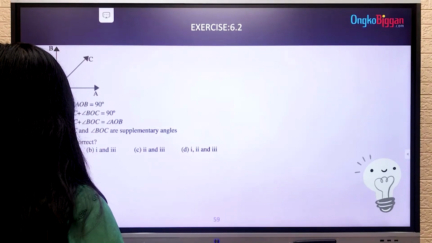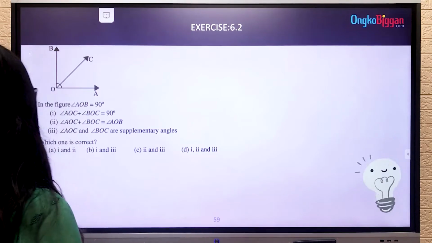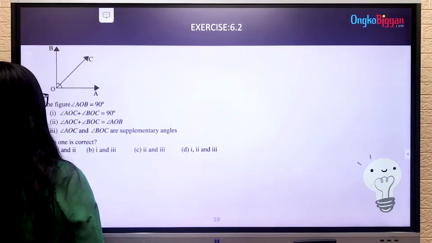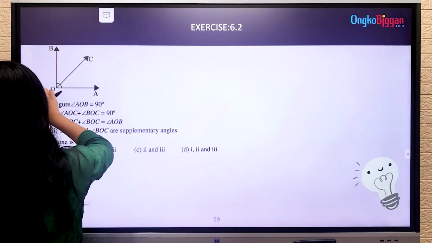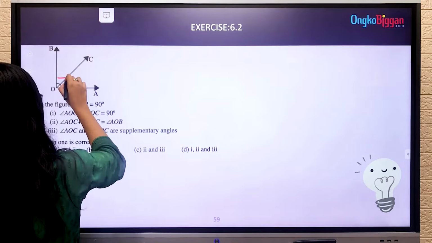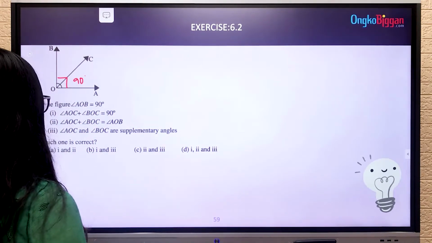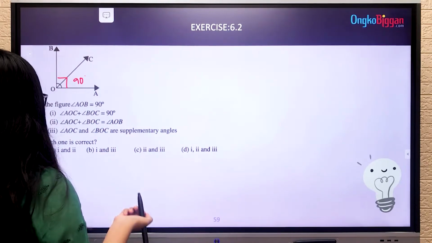So now we have some actual MCQ problems. Firstly, in the figure, AOB equals 90 degrees. AOC, okay. So we are given that in the figure, this AOB value is 90 degrees. So we have three statements, and we will see whether these statements are correct or not.